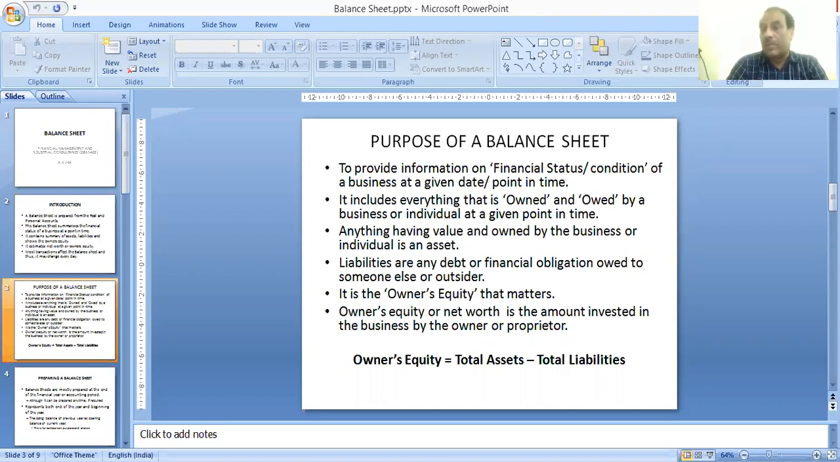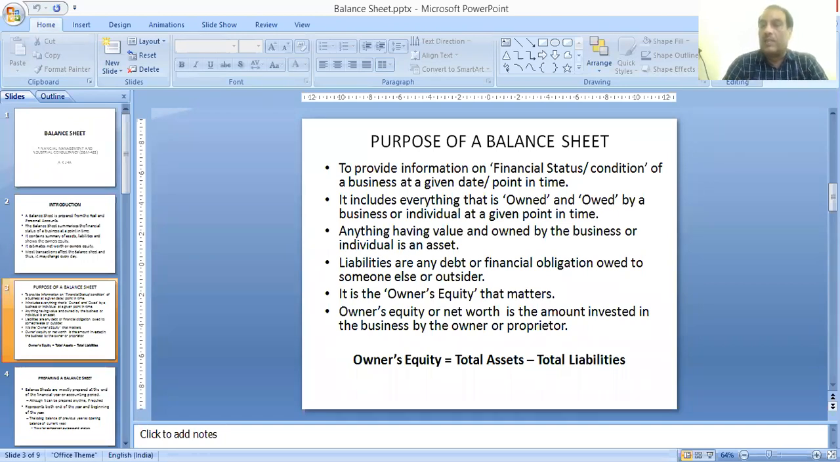This is the advantage of the balance sheet, that it gives the financial status where you stand as a proprietor, as an owner of the business. So it gives the owner's equity, and that is why we prepare the financial statement, and of that we prepare a balance sheet. Then liabilities are any debt, I have already told you, or financial obligations owed to someone else or outsiders.